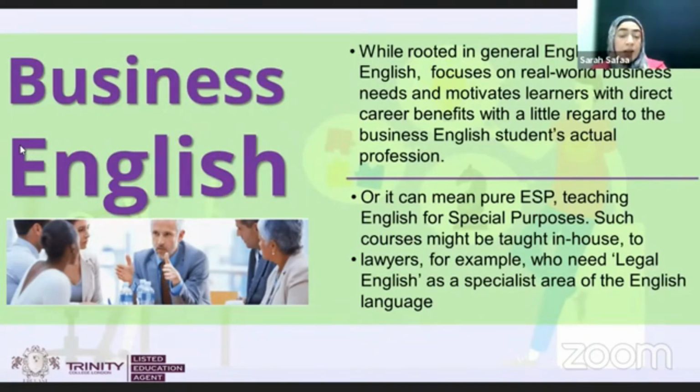The second way, as you have shared or discussed before my session, is ESP, which is teaching English for special purposes. Such courses might be, for example, if you want to know more about legal terms in English because you are a lawyer and you need to know how to lay out your contracts, so you need an English course for a certain purpose.